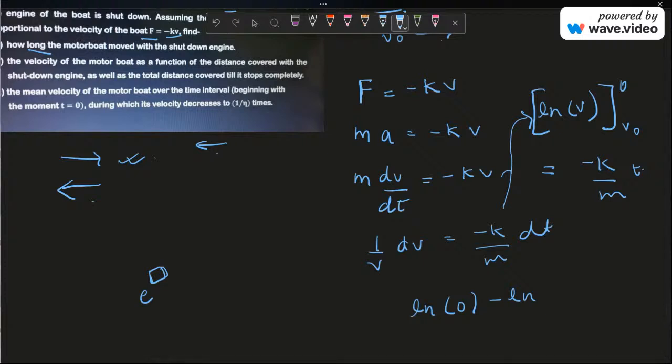Okay, if in a scenario I had to put the velocity changing from zero to v naught, let's say, then it would be ln infinity. Ln infinity is still not defined. So yeah, I'm going somewhere wrong here.